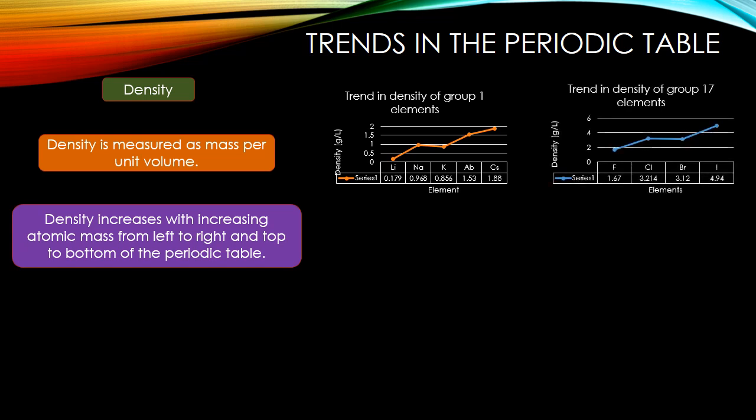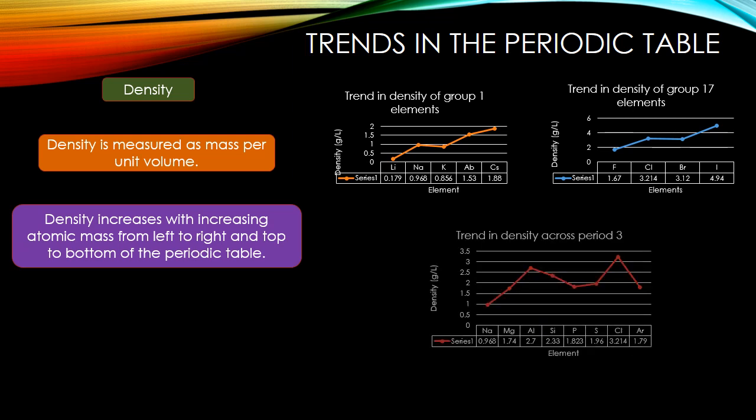For group 17 elements, fluorine, being a gas, is the lightest, followed by chlorine, then bromine, and iodine. And across the periods, once again, density rises, then falls as we go from sodium to argon.